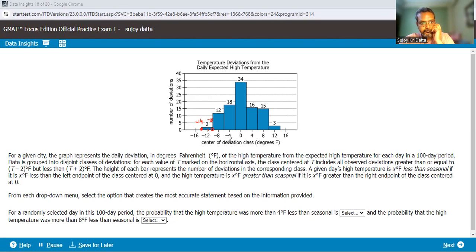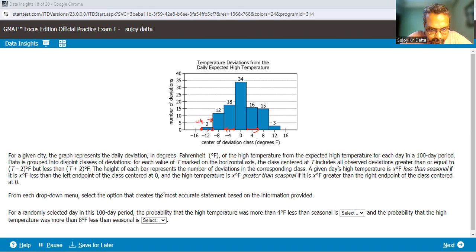Okay. The height represents the number of deviations. A given day's high temperature is x degrees less than the seasonal if it is x degrees Fahrenheit less than the left endpoint of the class centered at 0. And the high temperature is x degrees Fahrenheit greater if it is x degrees greater than the right endpoint. Okay, so if it's this side or it is this side.